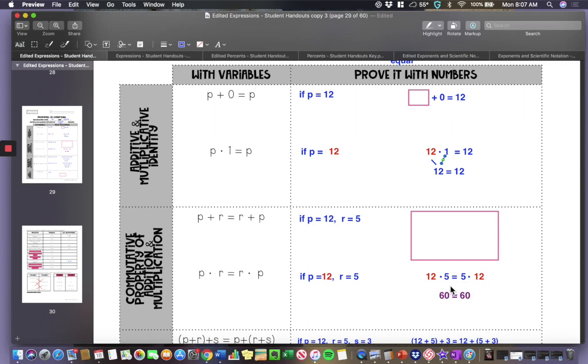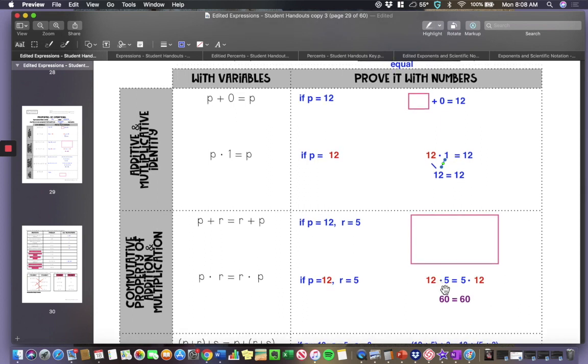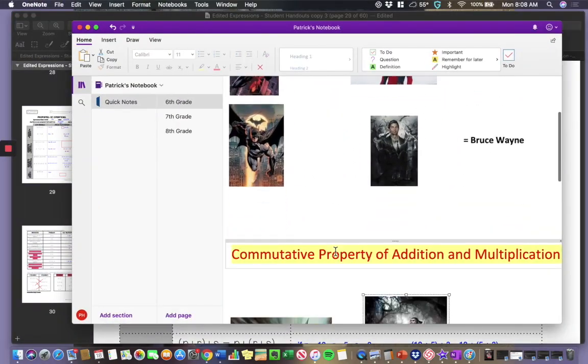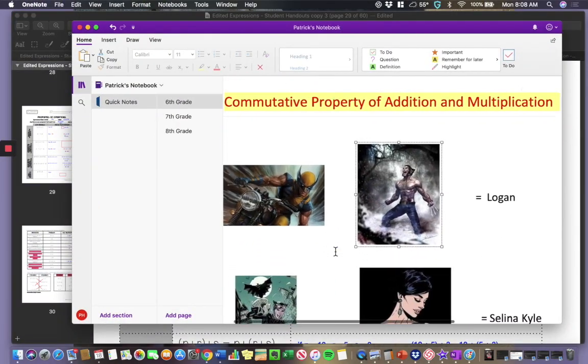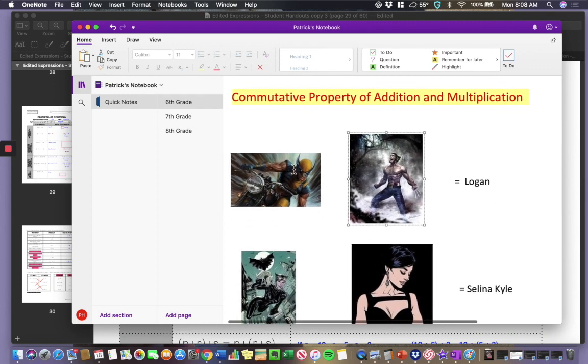And I use these colors for a reason. When we multiply or add, we can have 12 and 5. So I have red and blue. When we combine red and blue, it makes purple. And when we combine blue and red, it also makes purple. So it won't matter which order we combine them in. The end result will end up being the same. And the same can be said with my example of the superheroes for the commutative property. It does not matter what order we do it in, the identity will be the same.